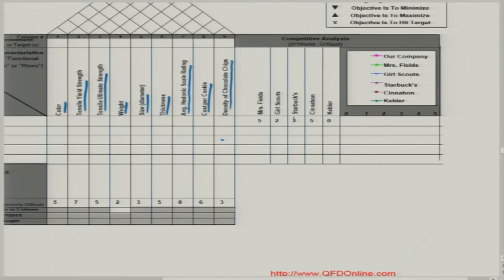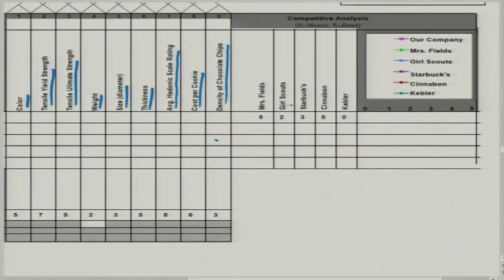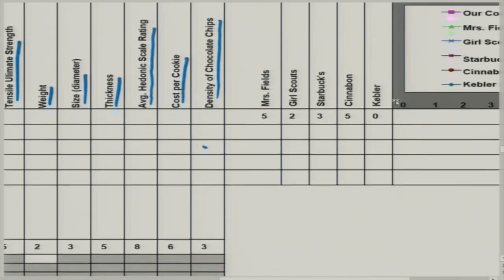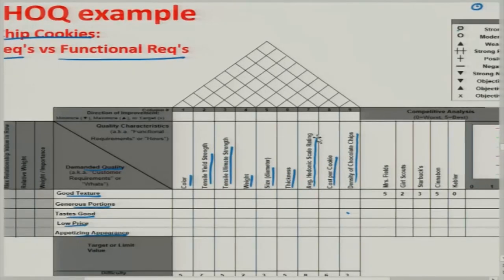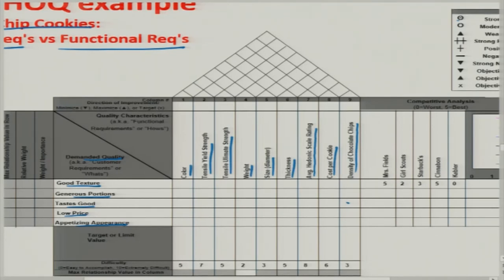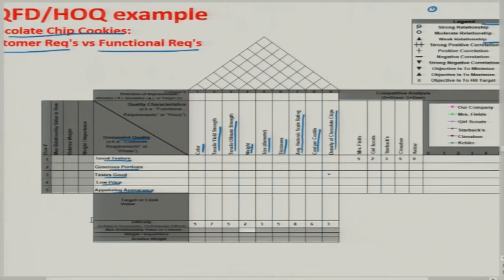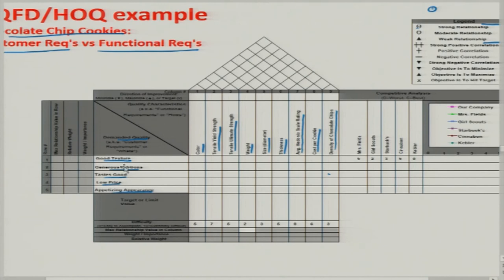So, these are the competitors, Mr. Fields, Mr. Girl Scouts, these are the competitors. Now, let us start putting data in this matrix, in this house of quality. So, now we have this house. In this house of quality, we have certain rooms. This room is what customer demands.